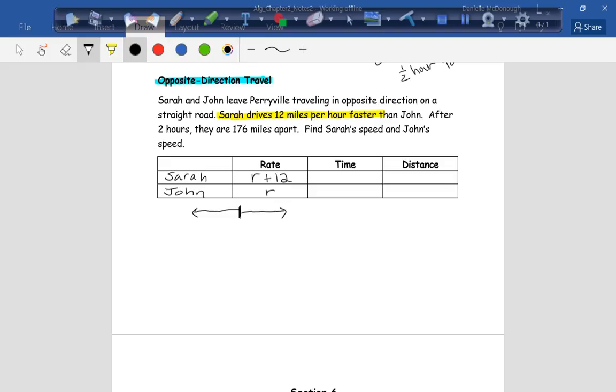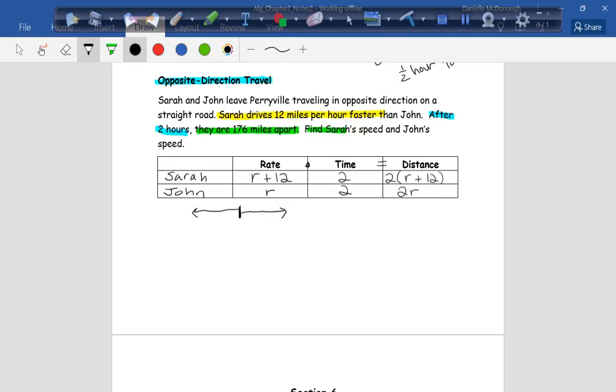Okay? Now this one's a little bit different because in the problem it tells us after 2 hours. And so the time here is actually just 2 hours because they're both traveling for 2 hours. Now remember, distance is equal to rate times time. So I'm going to take this time, this 2, times my rate here, R plus 12, and then this one would just be 2R. Now I know some of you are thinking to yourself, but wait a second. It told us here, hold on, they're 176 miles apart. It tells us the distance. Well, that tells us the total distance. It does not tell us Sarah's distance and John's distance.